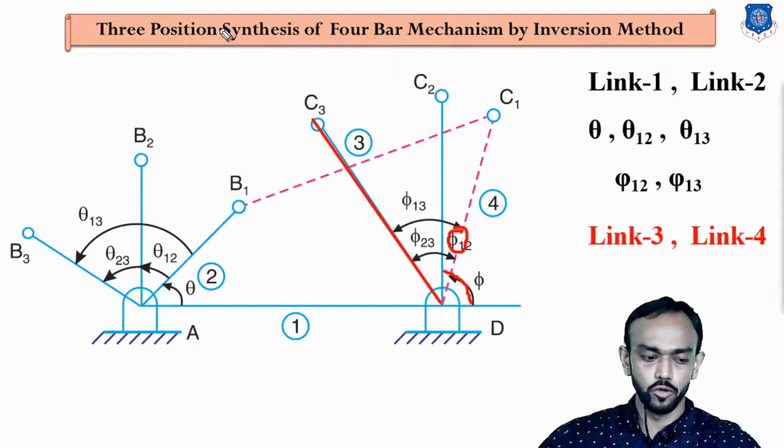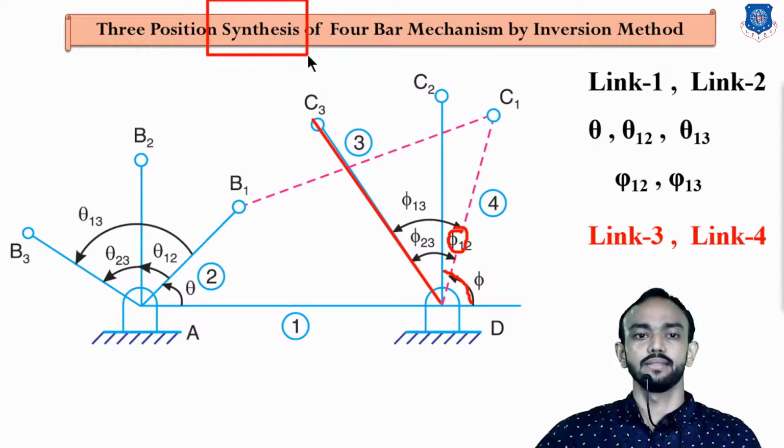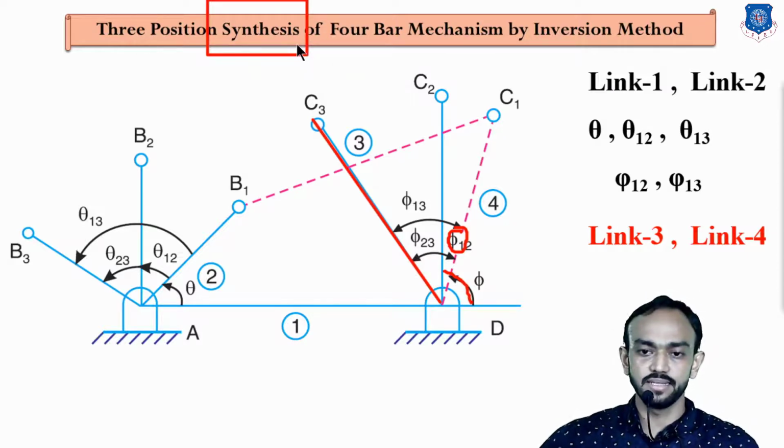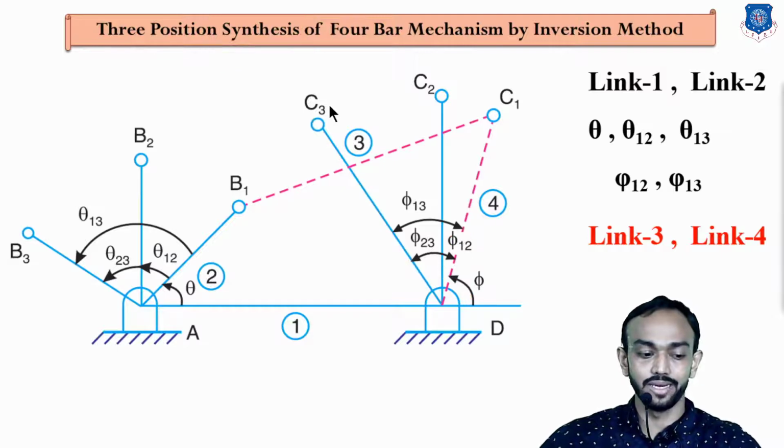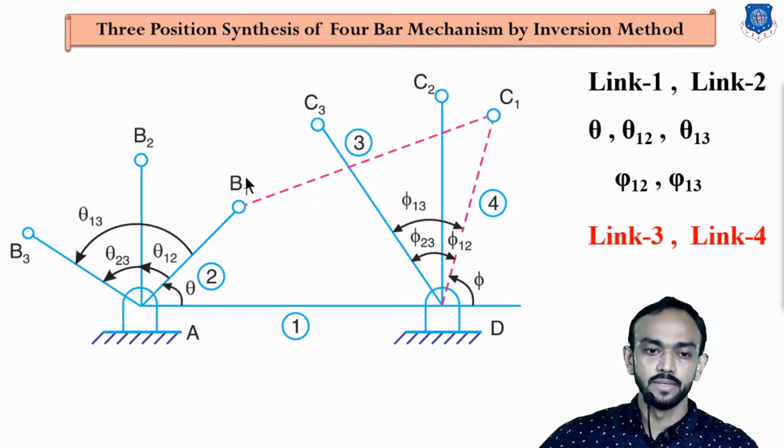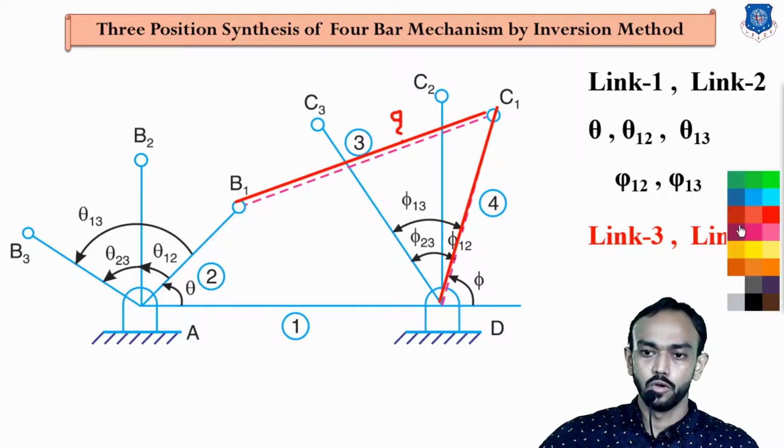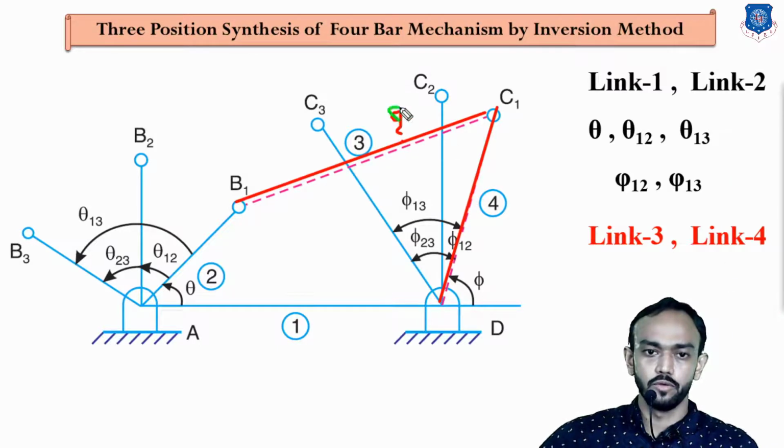You know why we are using synthesis. The meaning of synthesis is that we are going to find the dimensions. Which dimensions do we want? Check this. We want to find B1C1 and DC1. These two distances, the lengths of these two links, we want to find.